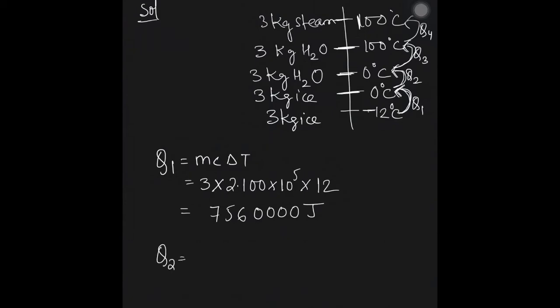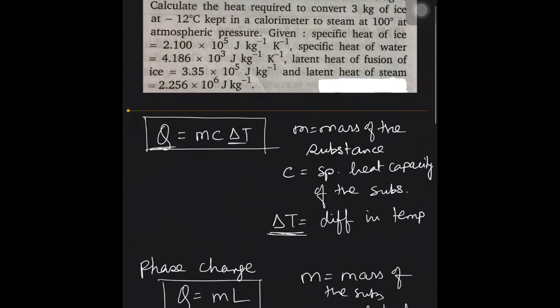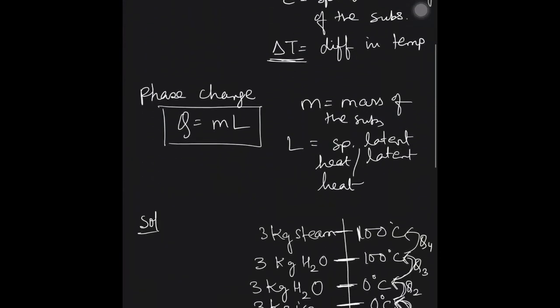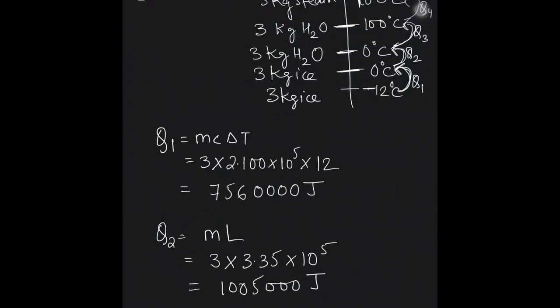Now let's calculate Q2. Q2 is the heat required to convert ice at 0 degrees C to water. So here change in phase is involved, so my formula is ml. Mass is 3 kg and latent heat of ice, let's find out from this given data. Latent heat of fusion of ice is 3.35 into 10 to the power of 5. If you do this calculation, you will get 1005 and 000 joule. So Q2 we have calculated. Now let's proceed to calculate Q3.